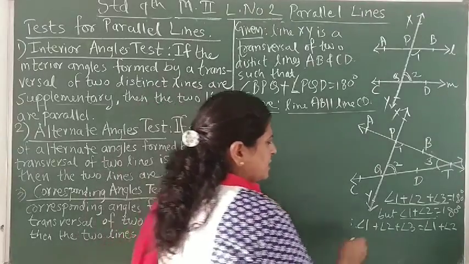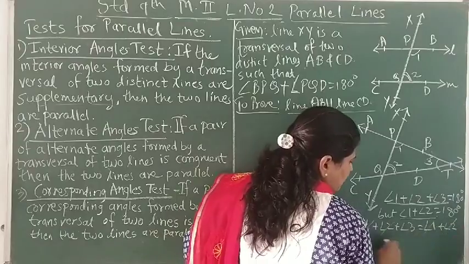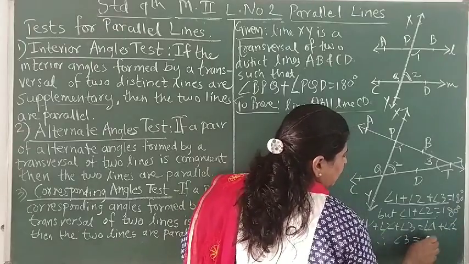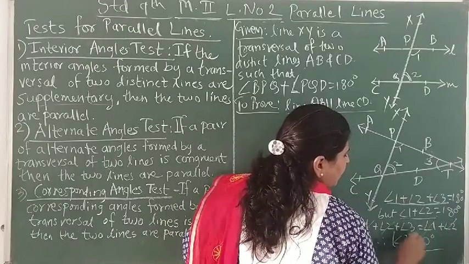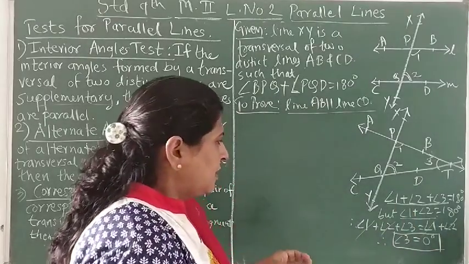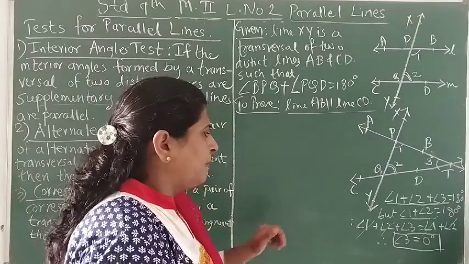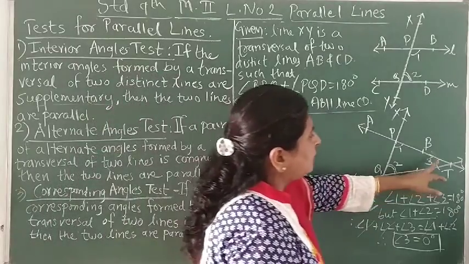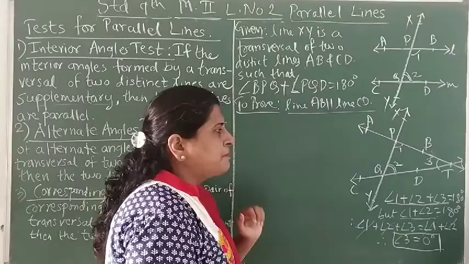What does it mean? Suppose we cancel this angle 1 and 2 from both sides. What is angle number 3? If we get it equal to 0, okay. So first of all, this cannot be 0 because it's a triangle. So here we are getting a contradiction. But how can we prove it? So if angle 3 is 0, what does it mean?